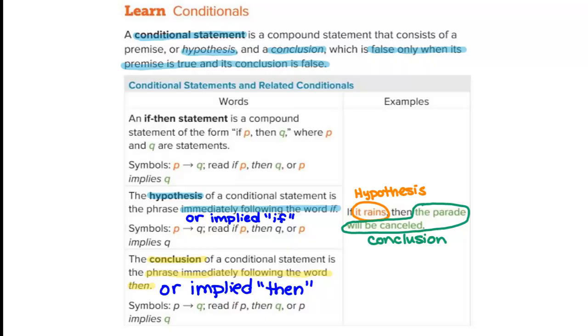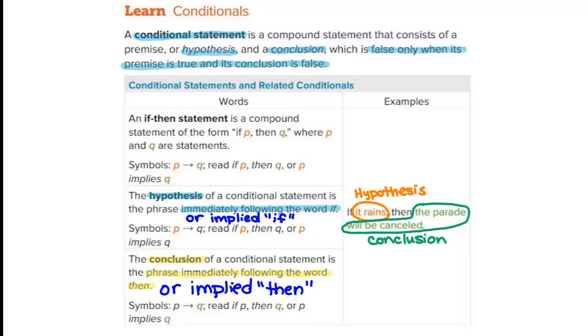So we have to be careful when we're reading things in English, because sometimes in English we like to switch up the order of our sentence. And sometimes the way you would read something in English would have the conclusion first, and then it would have the hypothesis, like the parade will be canceled if it rains. But the it rains part is still my hypothesis. Even though it came at the end of the sentence, it came after the word if.